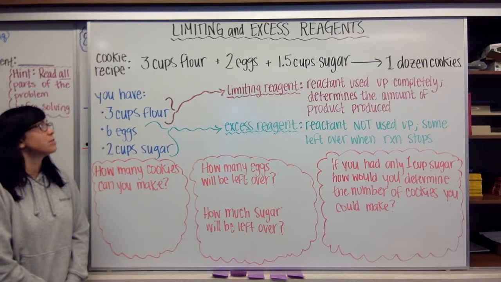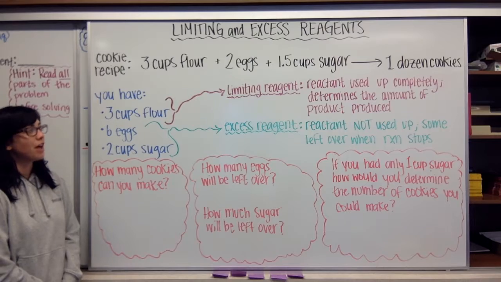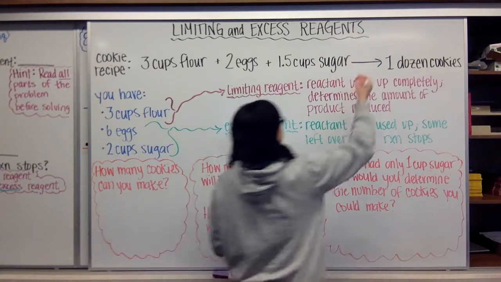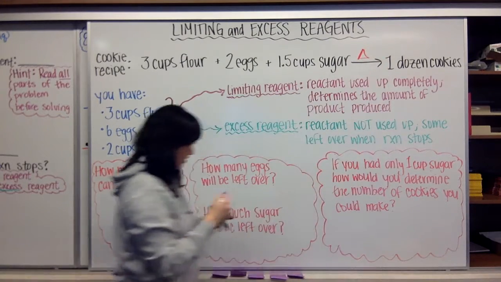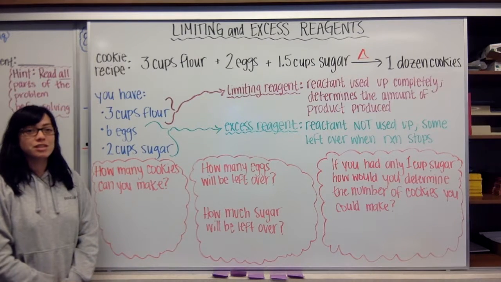This is our cookie recipe. If you have 3 cups of flour, 2 eggs, 1.5 cups of sugar. I should add this up here now that we know what this little delta sign means. Bake those in the oven, and we end up with 1 dozen cookies.